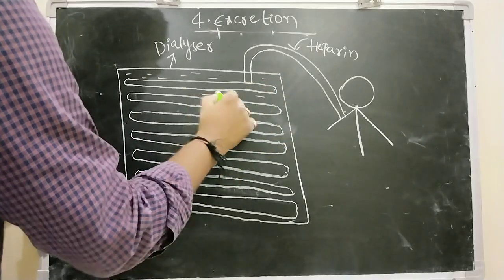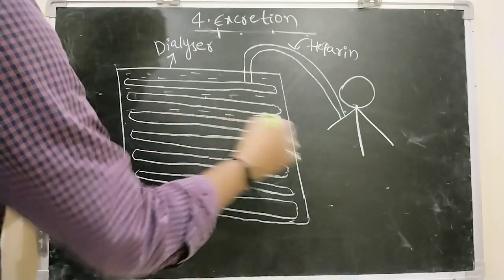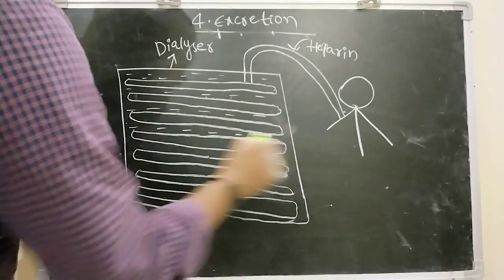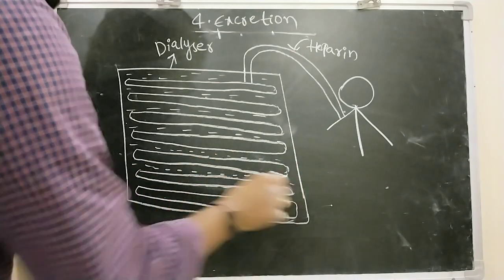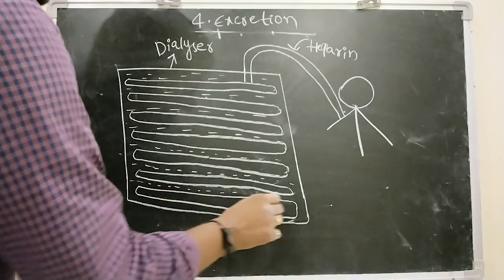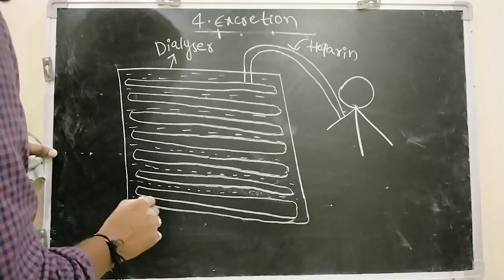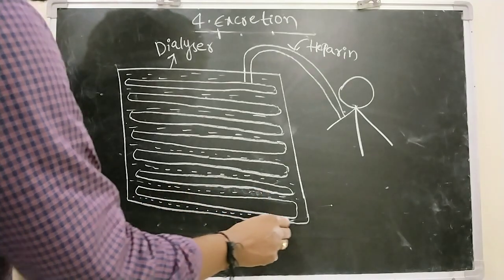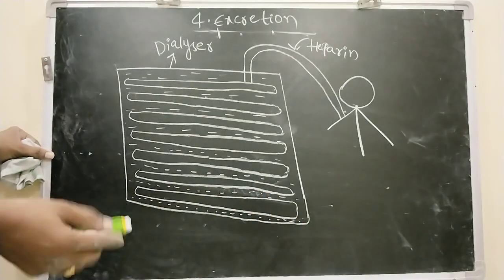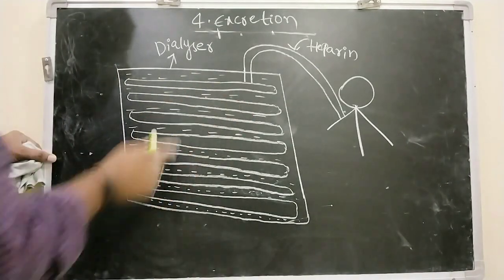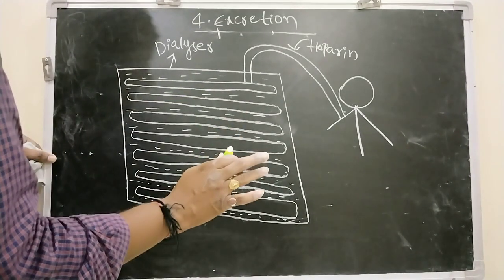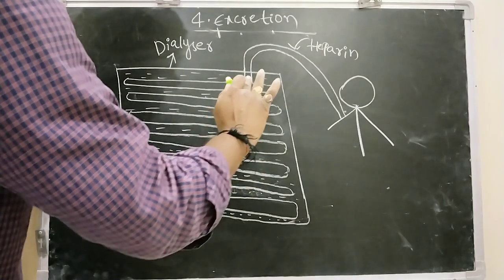This fluid is called dialyzing fluid. Dialyzing fluid is similar to blood, but without solid wastes. The chemical composition is equal to blood, but the blood contains waste materials, whereas dialyzing fluid does not contain any waste materials, right?